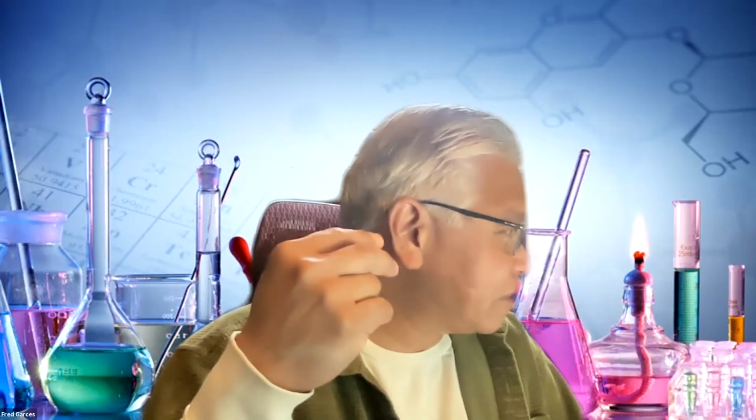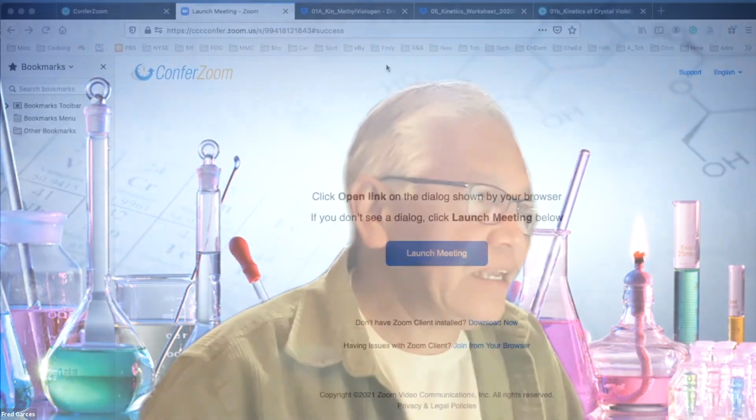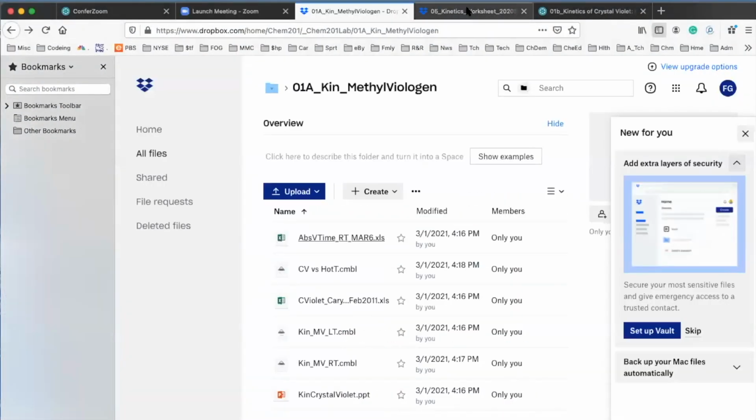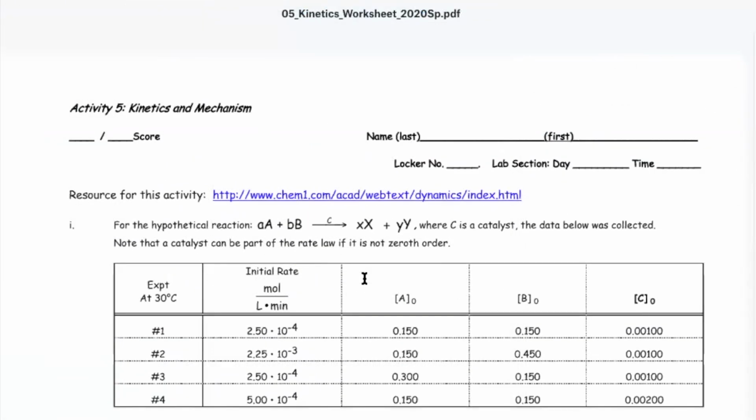So the first thing I would like to do is just cover the activity, take you to activity number 5. The first one is just the methods of initial rates. If you take a look at this question right here, you're given 3 chemicals and you're given the rate for 4 different experiments.